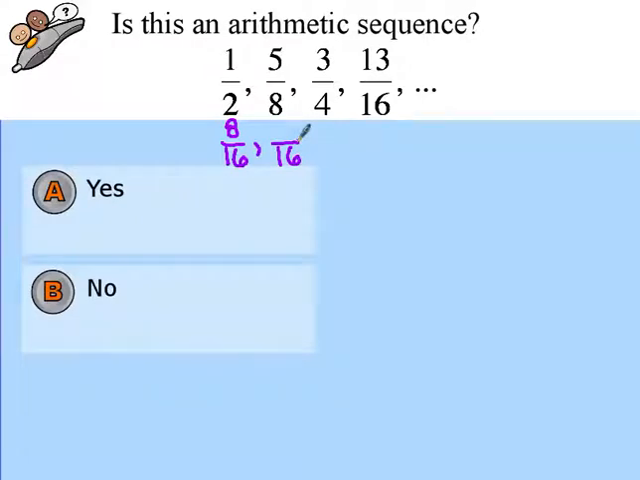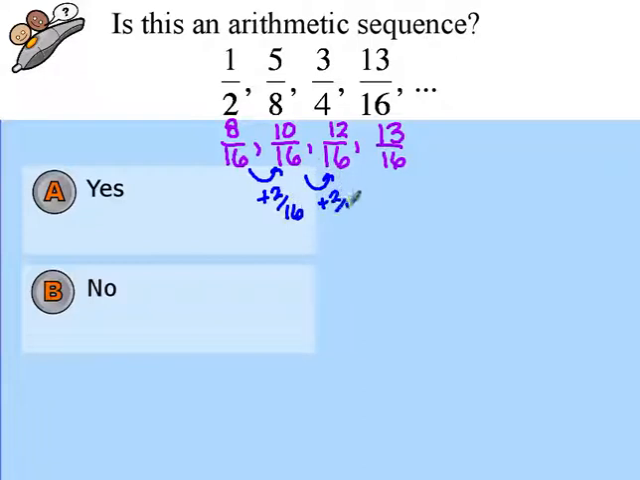Okay. What about 5/8? How many 16ths would that be? 10/16. Good job. What about 3/4? How many 16ths is that? 12/16. And then 13/16. So how many 16ths are you adding in the first bunch here? 2. How many in the next one? 2, so we're still good. What about that last one? 1, so that makes it not work. So that is not an arithmetic sequence.